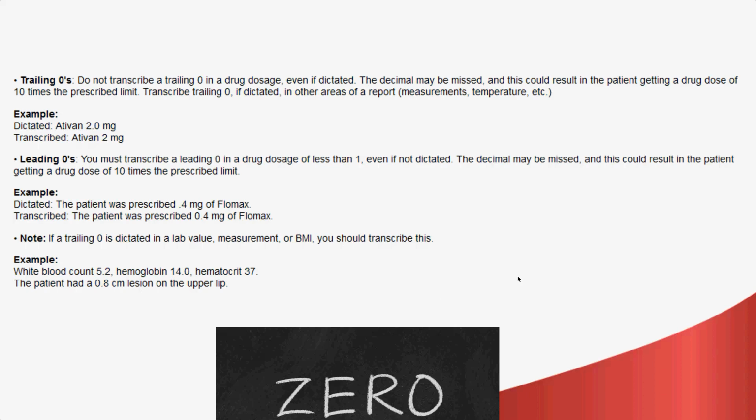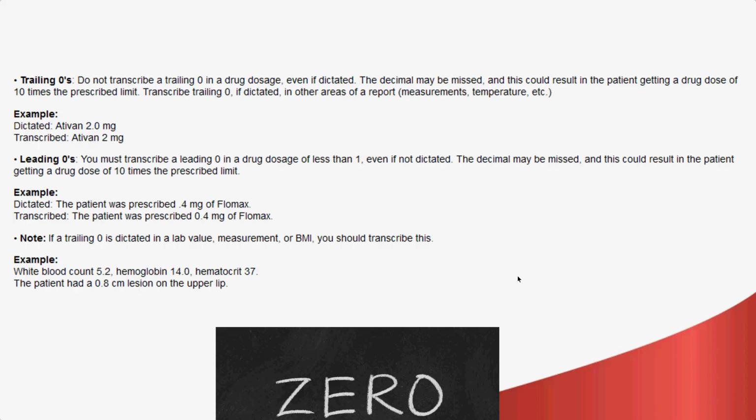Transcribe a trailing zero if dictated in other areas. So reports, temperature, you will often see them give labs or temperatures with a trailing zero just because it shows a bit more accuracy. Now a leading zero would be a zero coming before the decimal. So you must transcribe a leading zero in a drug dose of less than 1. So anytime that you've got a decimal and it starts like 0.4 milligrams, you've got to put that zero in ahead because the decimal could be missed and this would result in the wrong dose again.